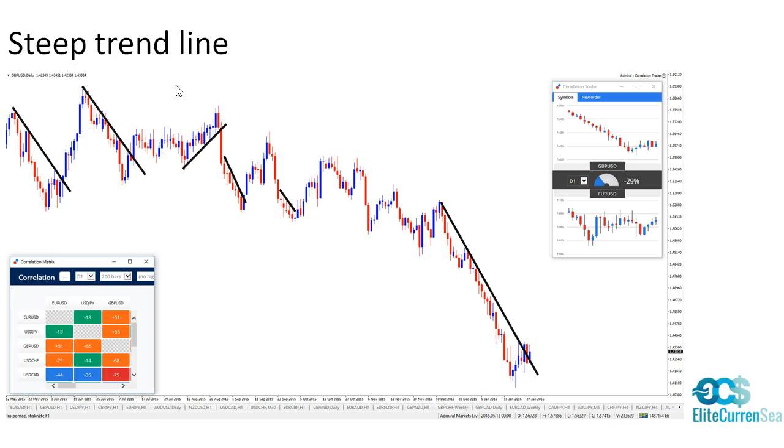And anything between 30, 25, 20-ish, and 45 is a medium trend line. All right, so connecting these tops could have been a medium trend line right in here. Right, that's a sustainable angle, but a steep trend line indicates momentum. And momentum is perfectly fine and is a great thing to trade, in fact.